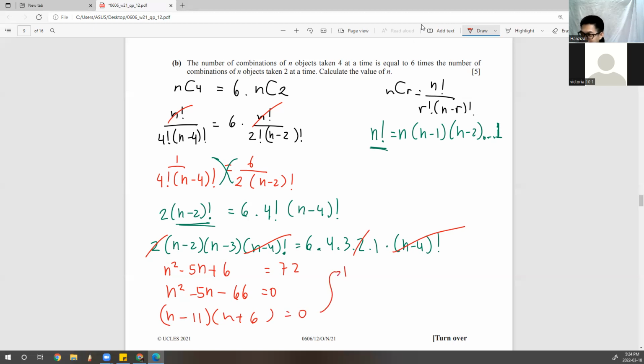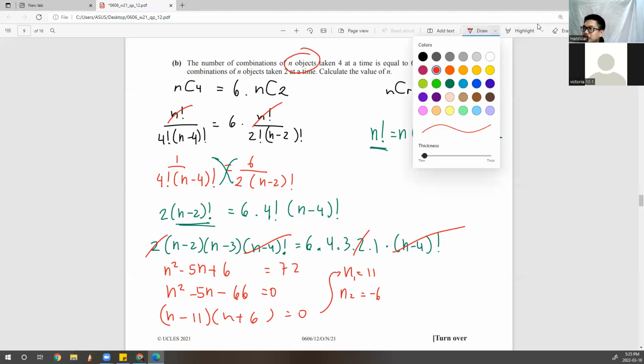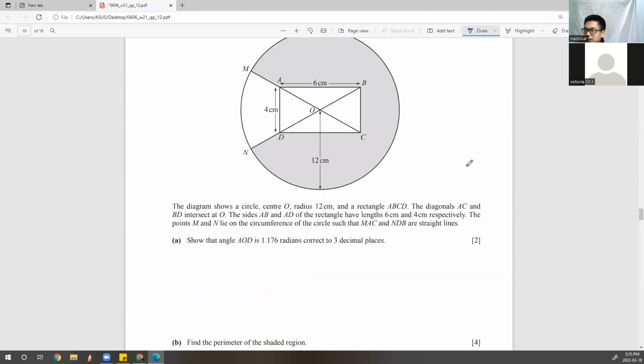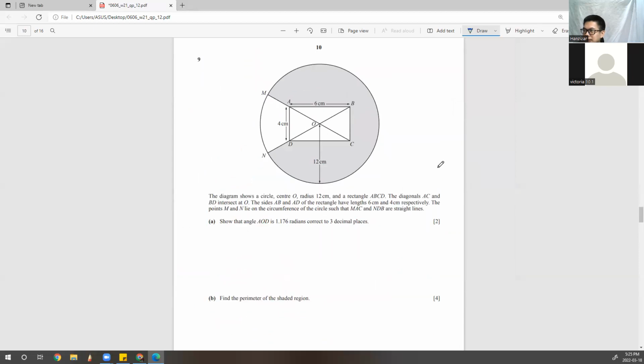Okay. So the first n will equal 11, or the second n will equal negative 6. But n cannot be negative because the number of objects cannot be negative. So you have to pick this one. This is not available, not logical, right? Because it is negative. No negative for the amount of objects. Negative 6 apples doesn't make sense, right? Negative 5 objects, no, doesn't make sense at all. So pick the positive.